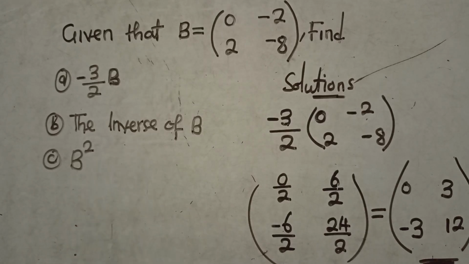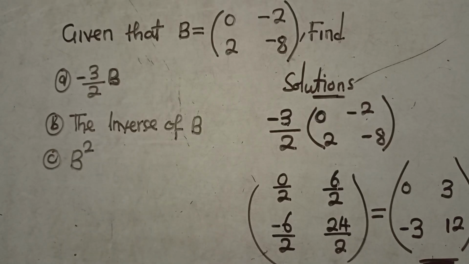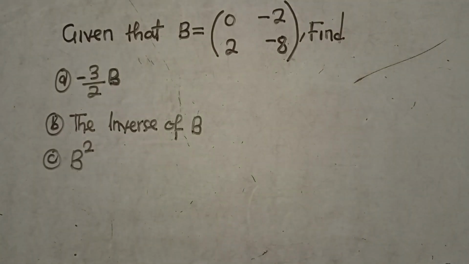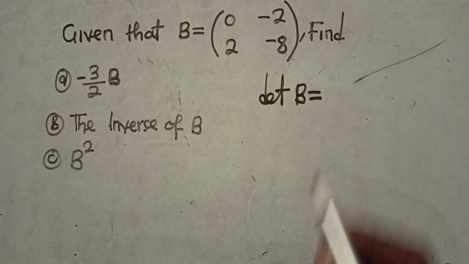Let us now move to this other question. You are told to find the inverse of B. The whole essence of us doing this is to revise through and get the concept. When you are told to find the inverse of any given matrix, what you are supposed to do is to find the determinant. The first thing is finding the determinant. So let me use the same space. So I find the determinant of B, which is equal to.